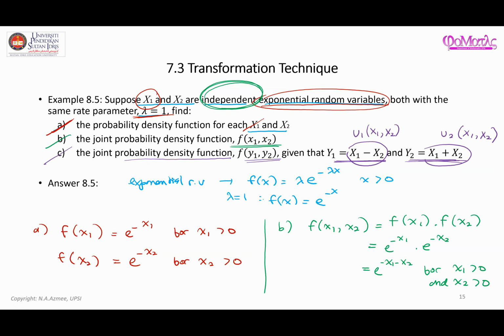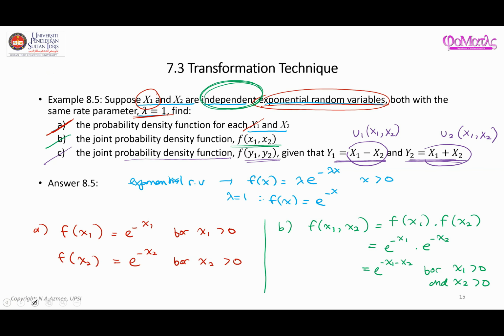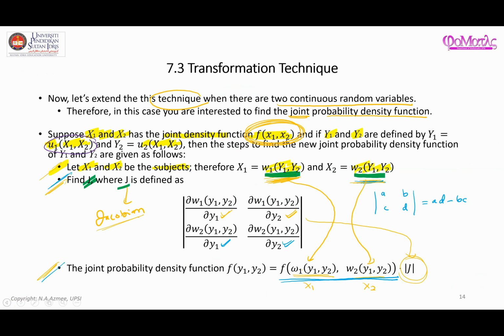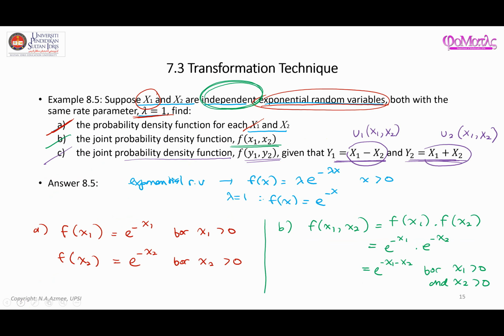In order to find the joint PDF of it, the first step is we are going to try and express x as the subject. Here we have x1 minus x2, x1 plus x2. So we're going to make sure that x1 and x2 are the subjects. We have to write down x1 in terms of y1 and y2, and x2 in terms of y1 and y2 as well. Let's try and do that now.